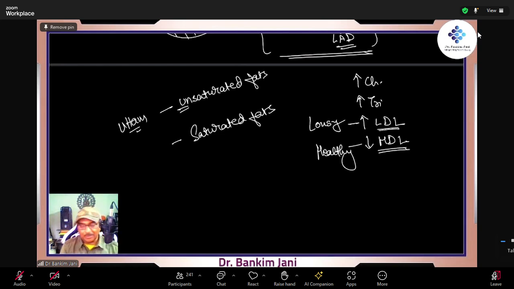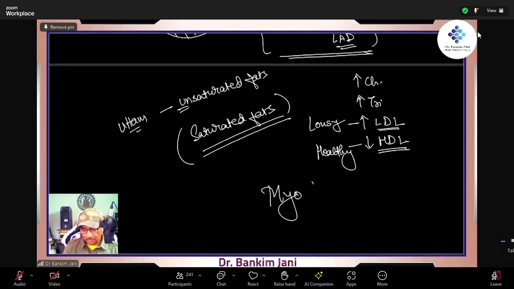Saturated means sada hua. You'll find that in many of these outside products, the saturated fat content is so high. So this is what really affects this coronary circulation. And this is one of the main causes, Ashish, for heart attack. Heart attack is nothing but its name is myocardial infarction.